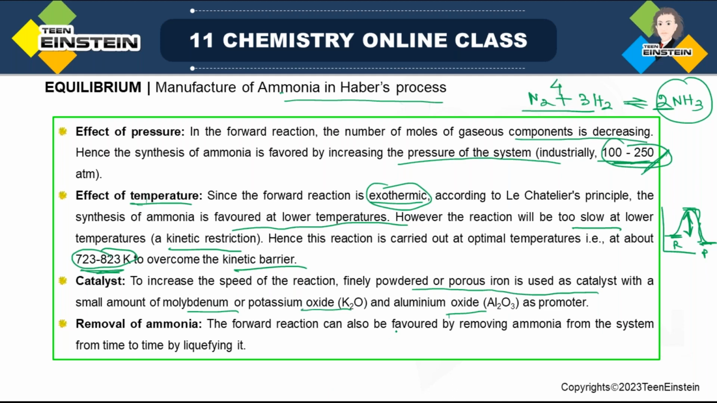So the forward reaction we can favor by removing ammonia from the system from time to time by liquefying it, because when it is produced, it is in gaseous condition. But if by cooling we change it to liquid, obviously we'll be able to remove it and the system will shift towards the right hand side direction. Okay, so in this way we can maximize the yield of ammonia.